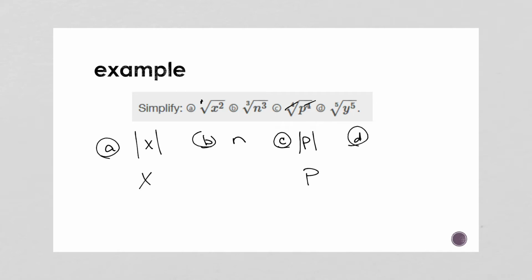All right, on letter D, the 5's cancel. We're left just with plain old Y. We don't have to worry about the absolute value on that one because it's odd.